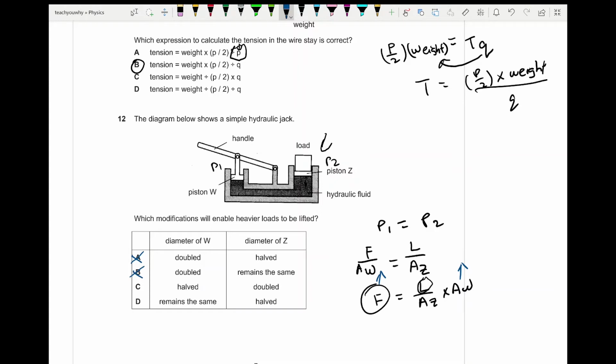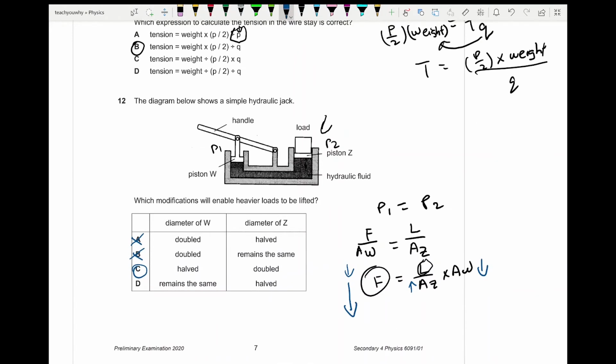When W is halved, which means that the area reduces, and this area of Z increases. So with this relationship, when the area of W decreases, my force decreases, and then when the area of Z increases, because it is inversely proportional, it further decreases F. Therefore, our answer is C. I hope by using this equation, it makes better sense on how we can answer them.